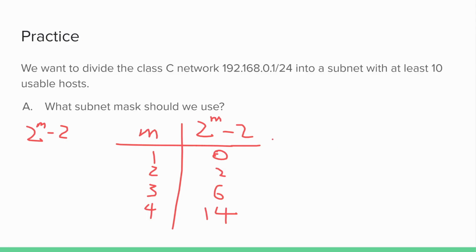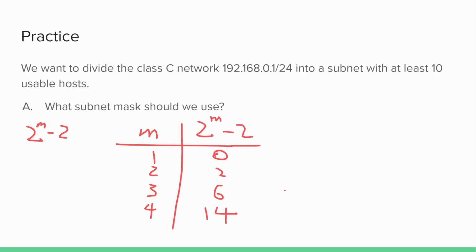But subnetting is not exactly perfect. Sometimes we're still going to have a few overflow. But this is certainly much better than using the whole class C network and having 254 hosts for a network where you only need 10 hosts, right? Our answer for this is that we need 4 host bits.